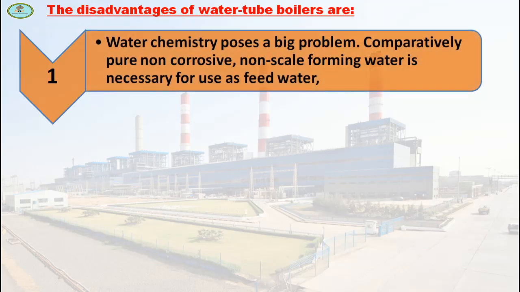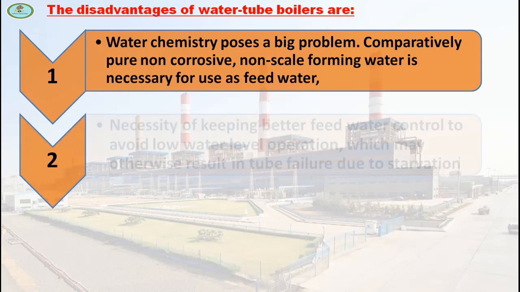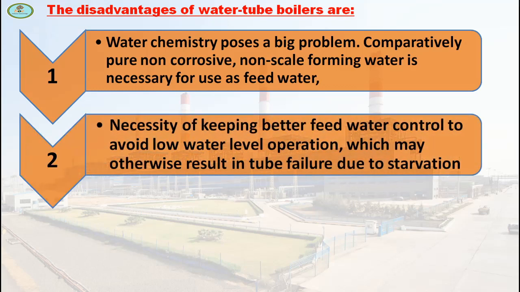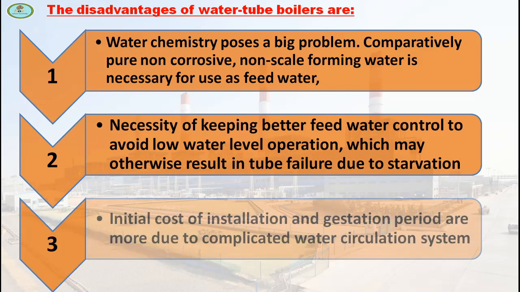Water chemistry poses a big problem. Comparatively, pure non-corrosive, non-scale forming, non-foaming water is necessary for use as feed water. Necessity of keeping better feed water control to avoid low water level operation, which may otherwise result in tube failure due to starvation. Initial cost of installation and gestation period are more due to the complicated water circulation system.